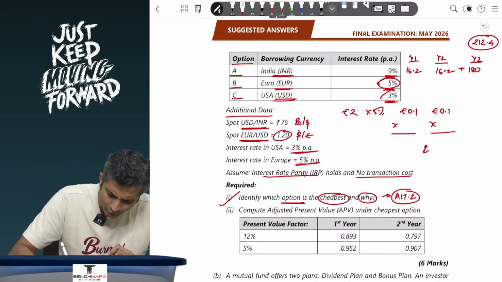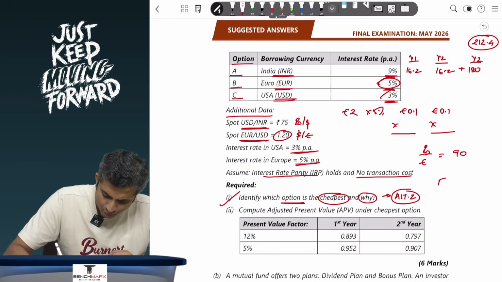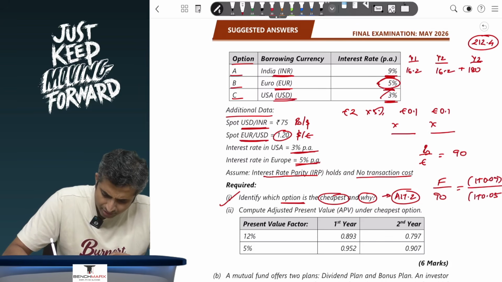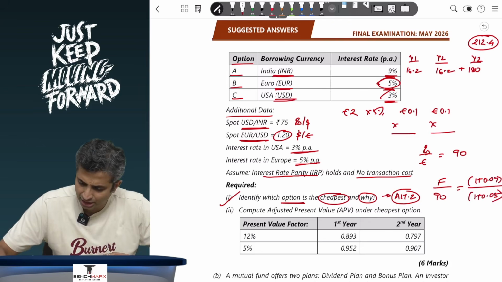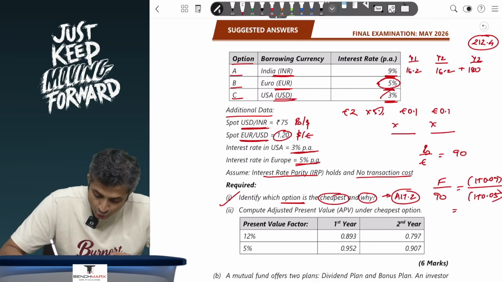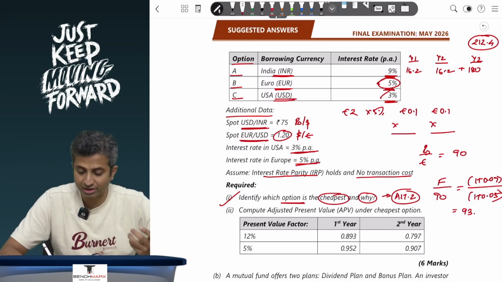So let's say there's a rupee per euro rate of 90, this is your spot rate. I want to do F divided by S, that is 90 into 1 plus the interest rate in India, which is 0.09, upon the interest rate in Europe, which is 0.05, and hence 90 into 1.09 divided by 1.05, this comes to 93. The institute over here has taken surprisingly just 2 decimals.